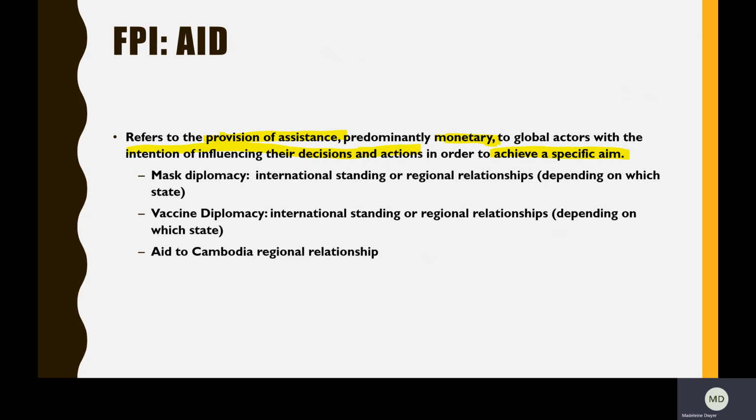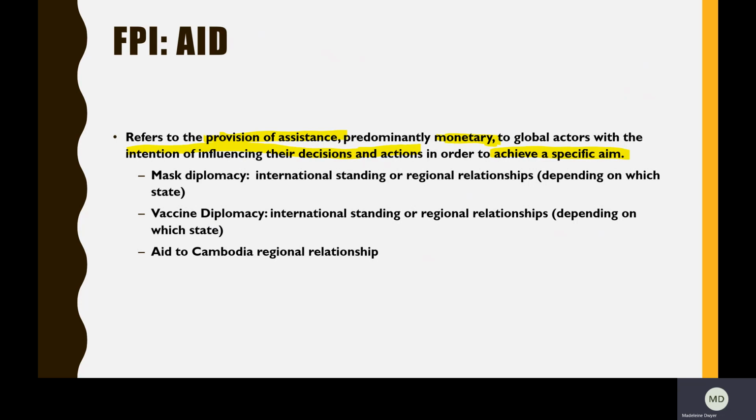So the intention is really to influence an action, but they're not expecting anything in return, whereas trade is more that you're both going to benefit. You're both going to get some sort of economic gain from it. Whereas here, you are just giving it, hoping that they will be your friend. Hopefully you're going to build a regional relationship, but you are just giving away something.